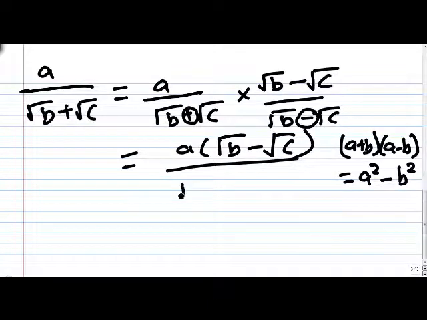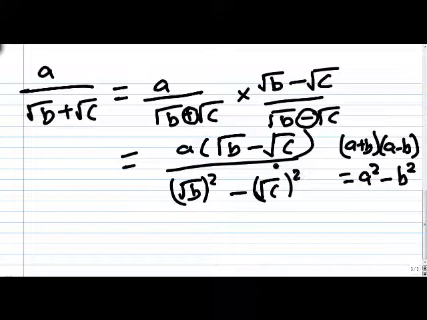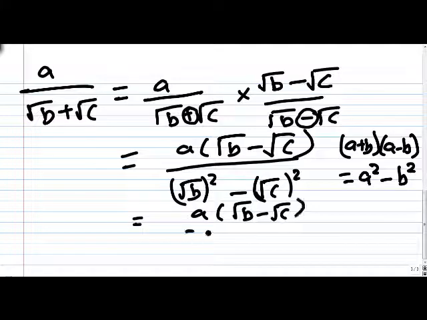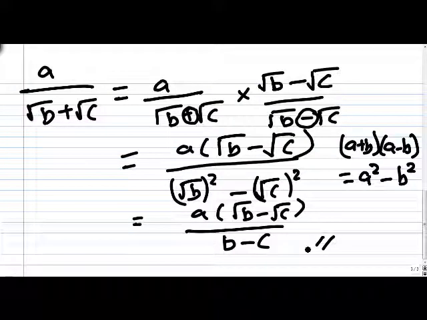So what you can do is take square root b squared minus square root c squared. You get a root b minus root c. Since you square root b, you get b minus c. And that's your answer. So if you understand that, you've just learned how to rationalize surds that have two terms in the denominator.